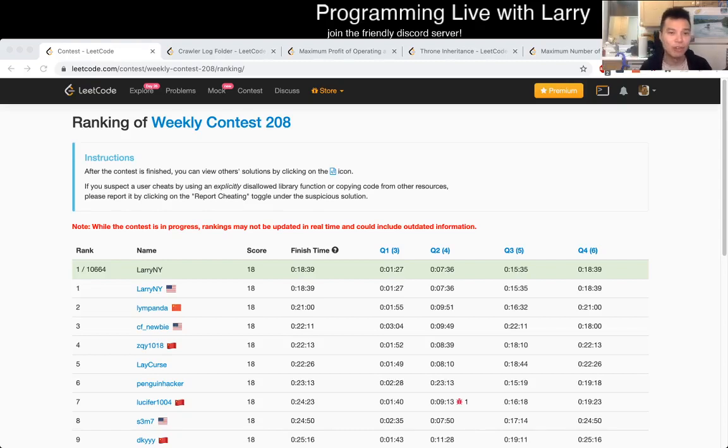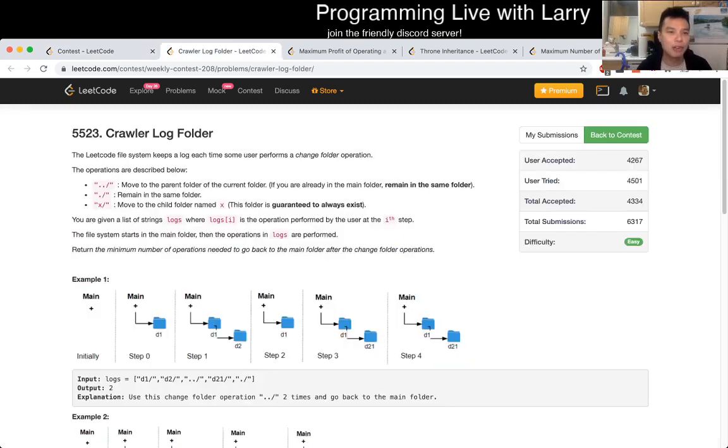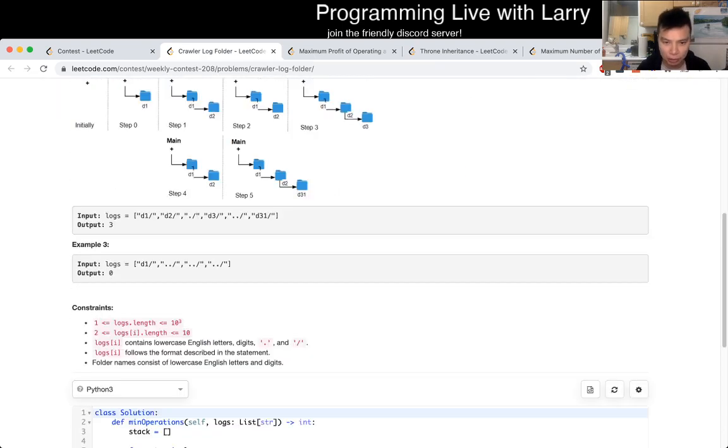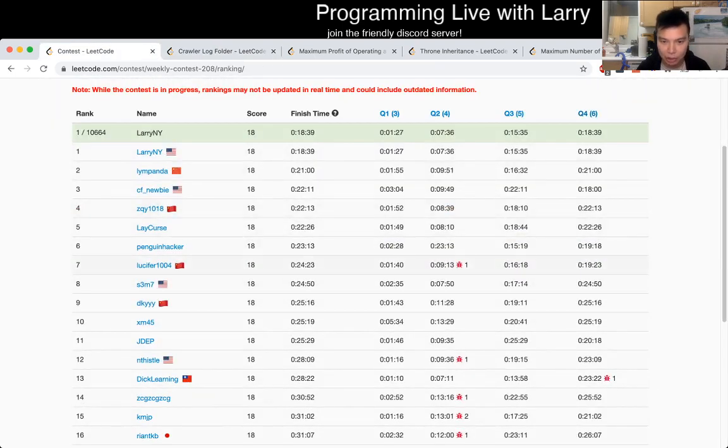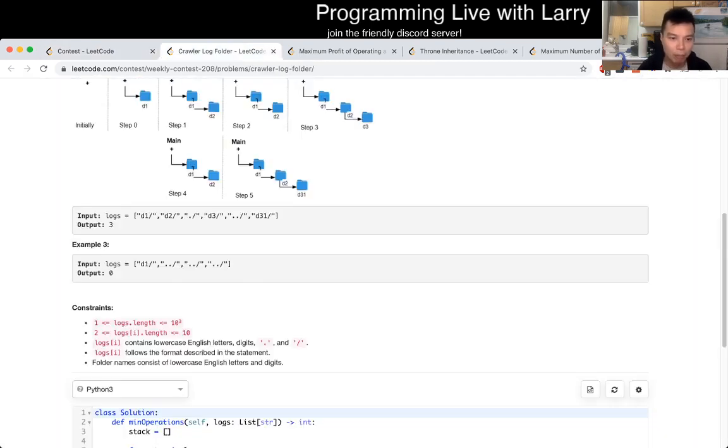This is me going over weekly contest 208 of the Leetcode contest. It turns out 208 is my lucky number, so we'll see how it goes. So for this problem, we're going to go over Crawler Log Folder. I actually don't know if you need the child folder X. If you wanted to go faster, and some people do, you probably can just skip that.